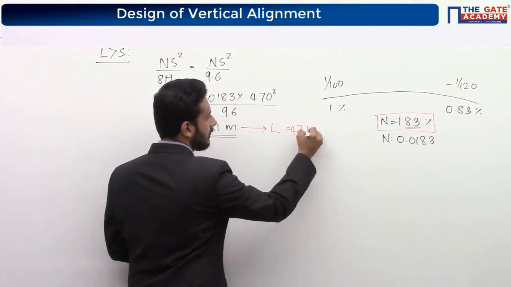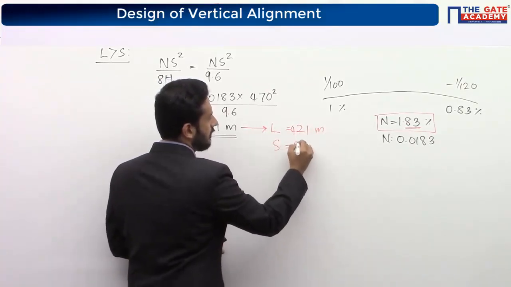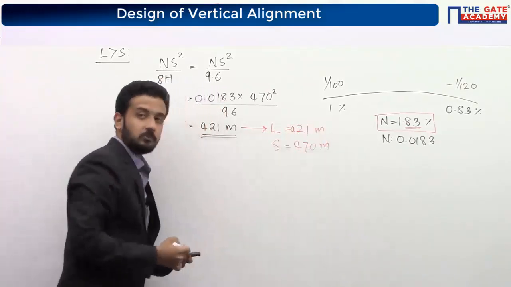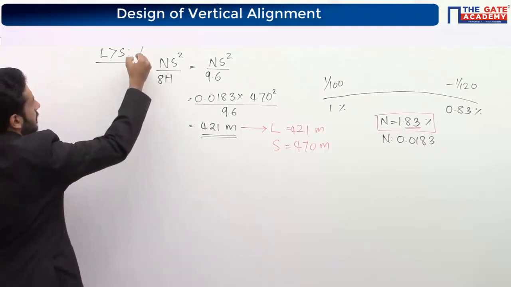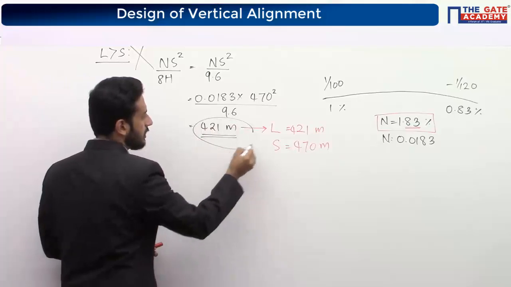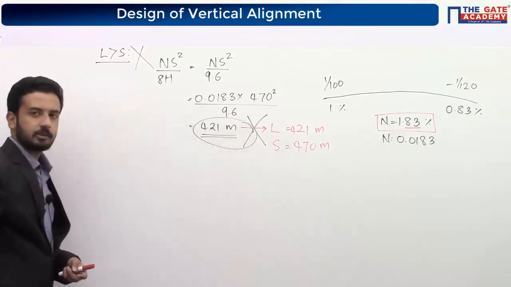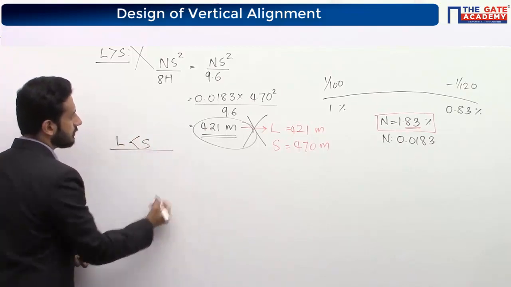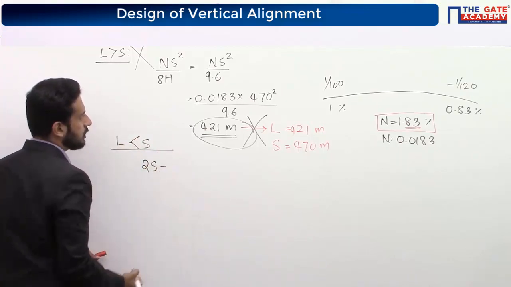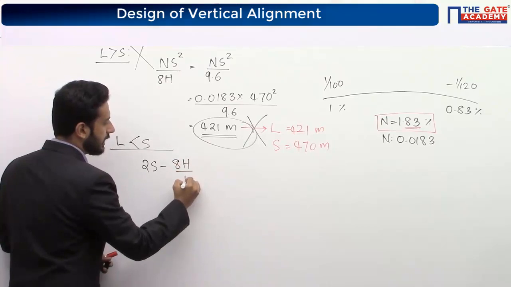But how much is your S value? 470 meter. Which means our assumption is absolutely wrong. Okay, which means this is not your final answer. Then what I have to do? Now I got that L is less than S. Now what is my equation? 2S minus 8H by N.